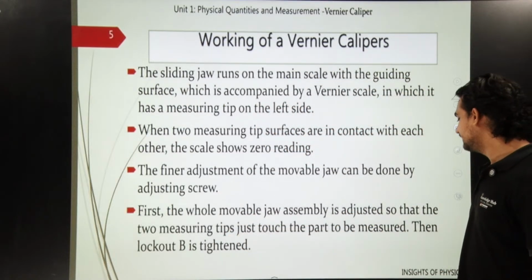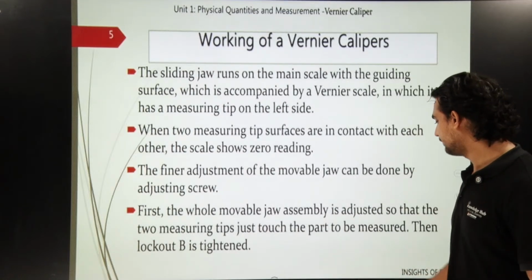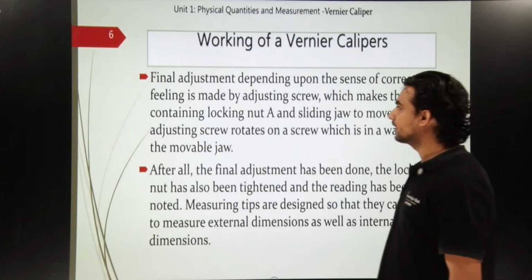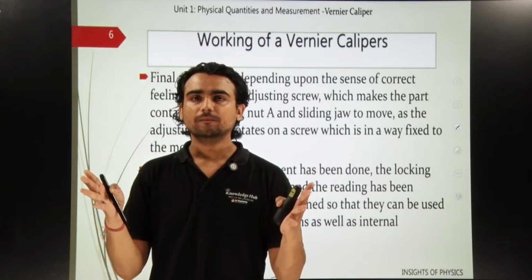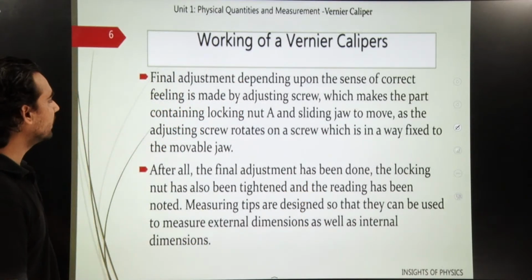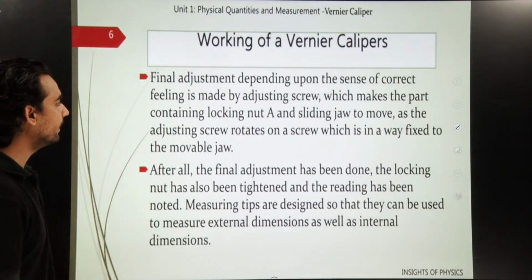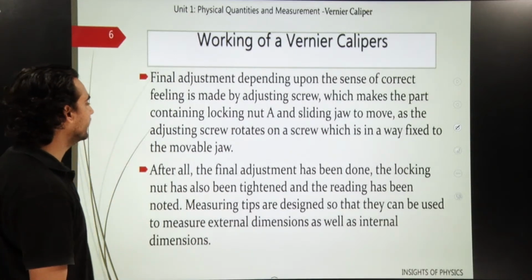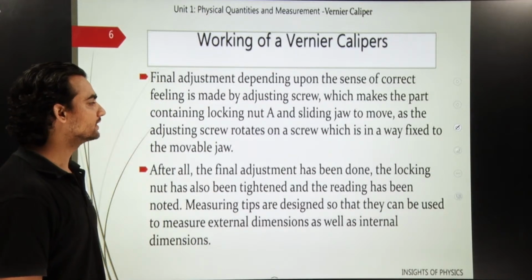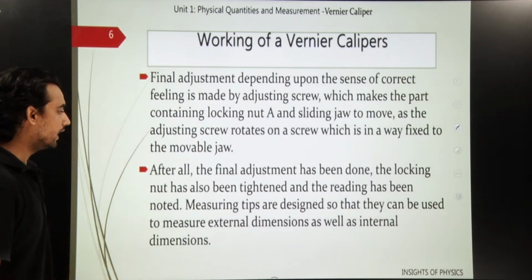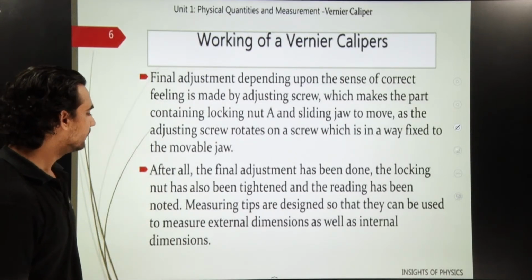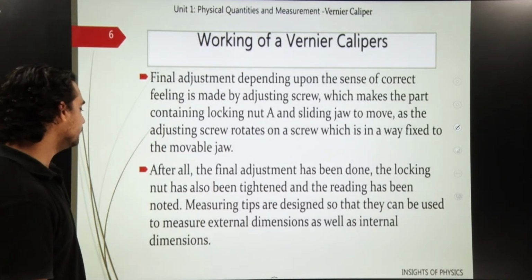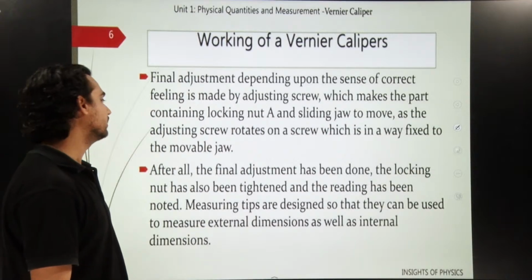First, the whole movable jaw assembly is adjusted so that the two measuring tips just touch the part to be measured. Then lock B is tightened. So first I'll fit the object inside it, and with the help of the adjusting screw, I'll try to find the distance. Final adjustment depending upon the sense of correct feeling is made by the adjusting screw, which makes the part containing locking nut A and sliding jaw move as the adjusting screw rotates on a screw which is fixed to the movable jaw. After the final adjustment has been done, the locking nut is tightened and the reading is noted. Measuring tips are designed so that they can be used to measure external dimensions as well as internal dimensions.